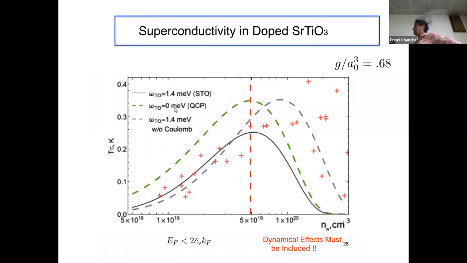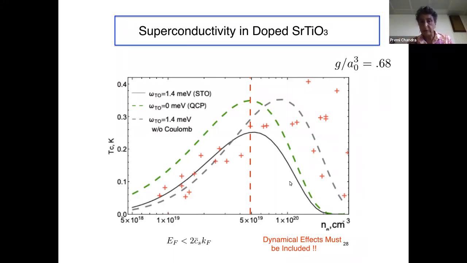So what happens when we go to experiment? This is experiment, and Pavel has fit our ideas: Tc versus density. I should point out that in comparing to the experiment before, where we got a G over a0 cubed of about 0.55, here we get a G over a0 cubed of about 0.68. These crosses are the experimental points. This line here is for STO, which is when we have our soft mode at about 1.4 meV.